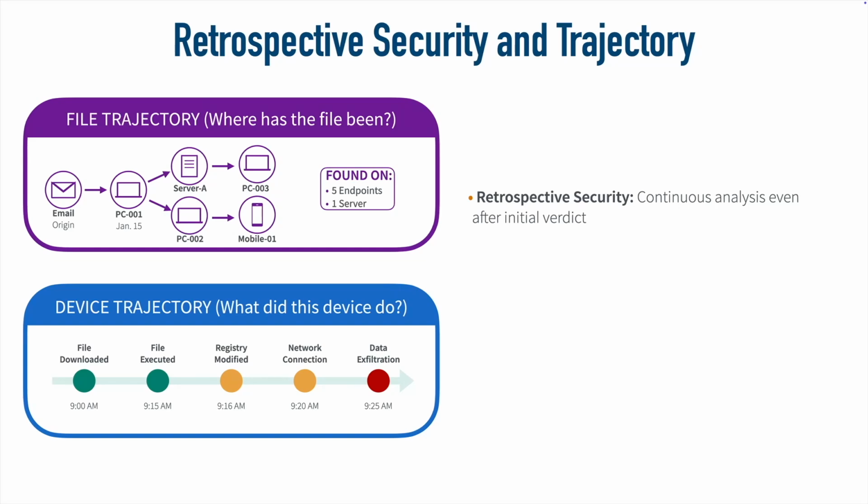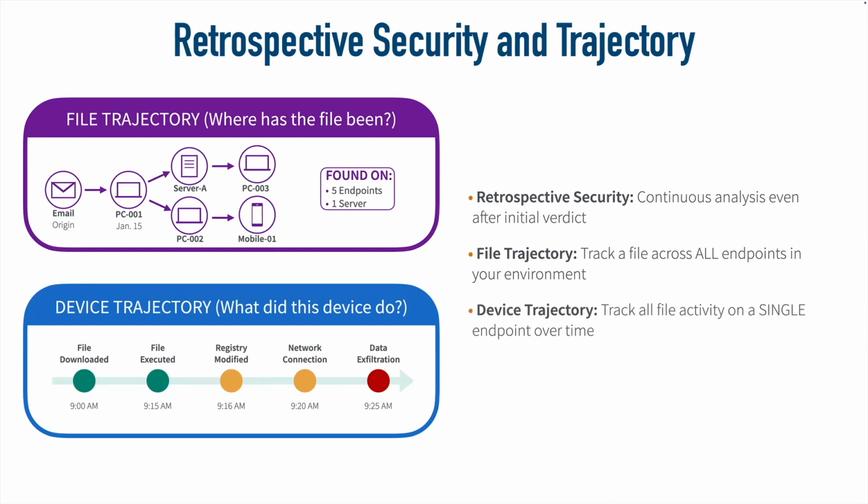Now, trajectory comes in two different flavors. File trajectory answers the question, where has my file been? It can track a specific file across endpoints in our organization that had that file, and this also helps us understand the scope of the outbreak, how many systems were affected, who is patient zero. And device trajectory answers a different question, and that question is, what happened on this specific endpoint? It gives us a timeline of all file activity, process executions, and network connections on a single device.